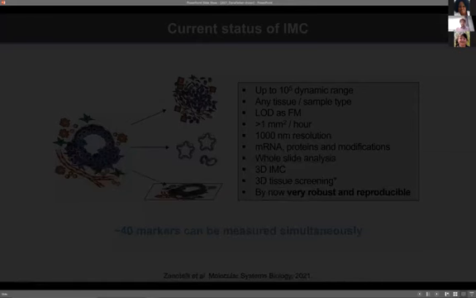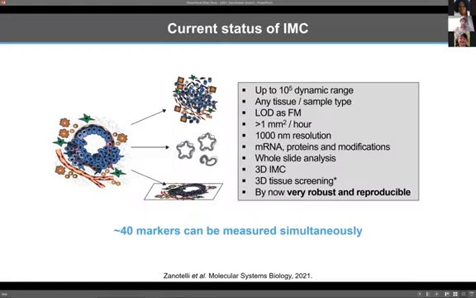Now, just to summarize the second part of my presentation, the current status of imaging mass cytometry is that due to the mass spectrometry basis, it has a very high dynamic range. You can really analyze any type of tissue and sample as long as you can bind the antibodies. The limit of detection is similar to fluorescence microscopy. We have seen that the images themselves and the resolution are similar to routine fluorescent microscopy.